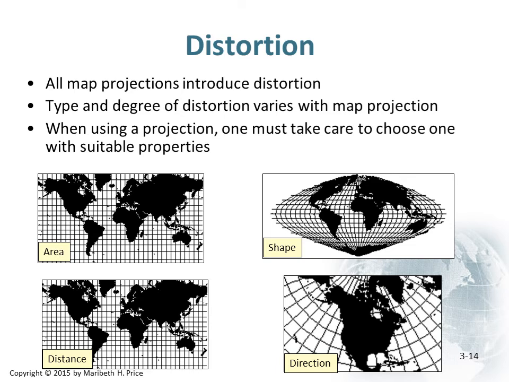Now we're going to talk about distortions. All map projections introduce distortion. The type and the degree of distortion varies with the map projection. When you use a projection, you've got to take care to pick the one that's suitable for what you're doing. Now, within any given projection, the area that it's designed for, the accuracy is good and the distortions are minimal.